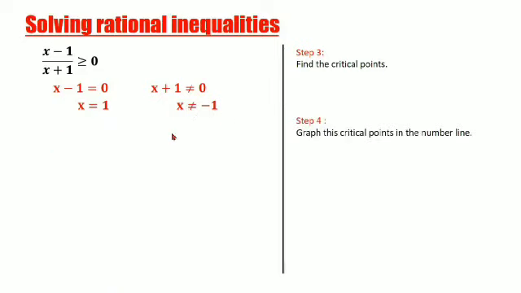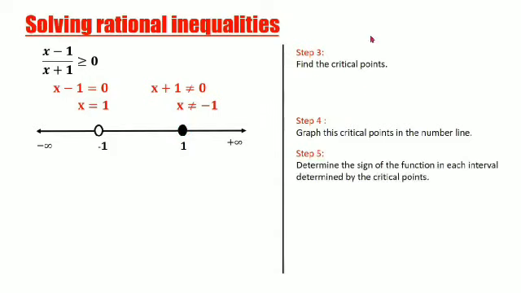Next step is to graph these critical points in a number line. We have here. Next, we will put an empty circle for negative 1 since negative 1 should not be included. Next, a shaded circle for positive 1 since that critical point can be included. We have here. Next step is to determine the sign of the function at the intervals determined by the critical points.